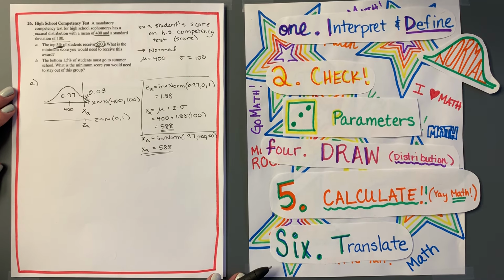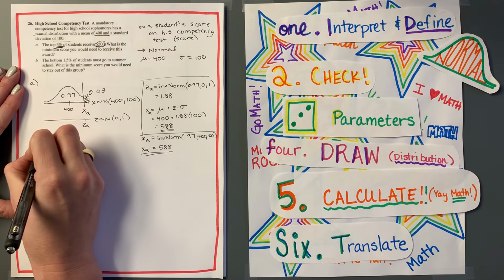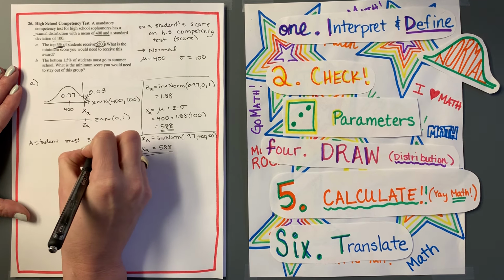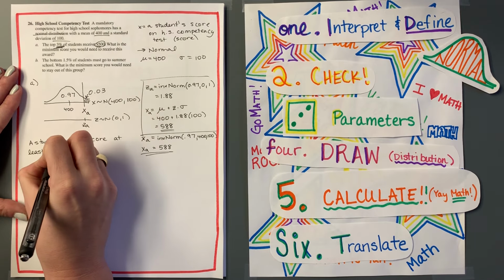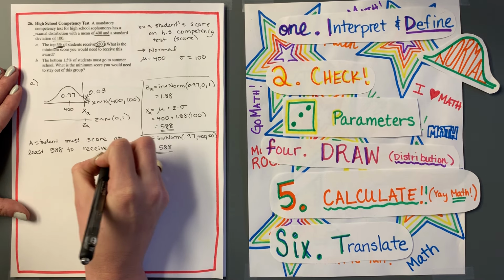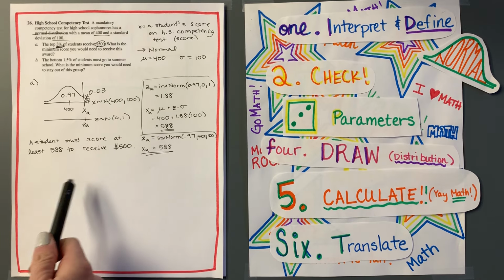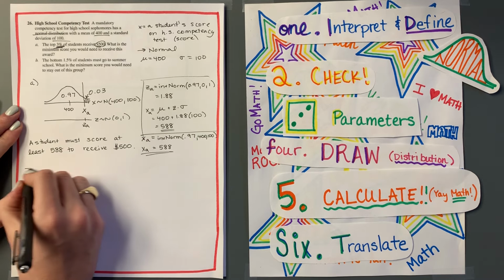Next, I need to translate. How am I going to tell someone what this means? So, a student must score at least a 588 to receive $500. That is my interpretation in context. So if your score was 588 or higher, congratulations, you won $500.